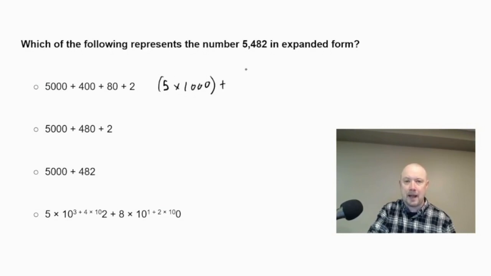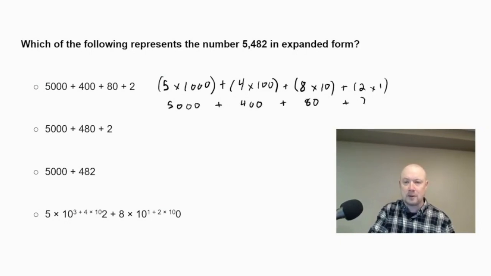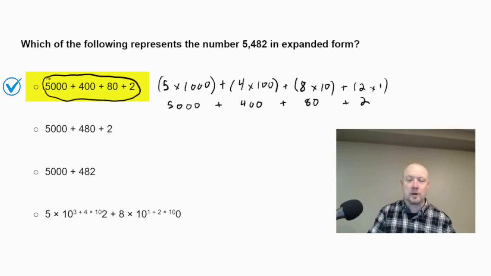And we add to that the digit in the hundreds place, which is 4, and we multiply that by 100. And we continue the process. The 8 is in the tens place, so we multiply the 8 by 10. And then the 2 is in the ones place, so we add to that 2 times 1. So if we do this calculation here, we would have 5,000 plus 400 plus 80 plus 2. So the correct answer would be the first choice.